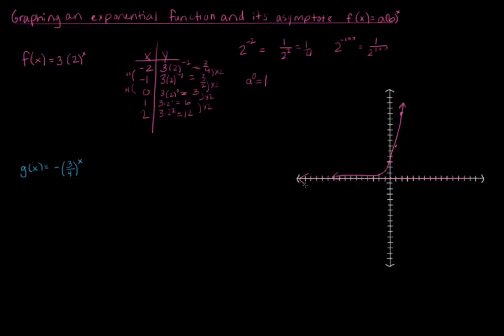So 0 is my asymptote. So this y equals 0 is the asymptote. And then this is the function f of x equals 3 times 2 to the x power. Okay, so let's go ahead and try another graph.